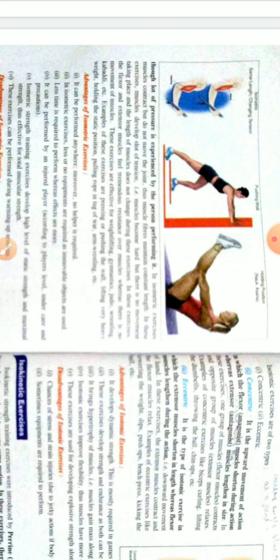It can be performed anywhere. Moreover, no helper is required. Isometric exercise we can perform anywhere, and no helper is required for doing isometric exercise. Second, less equipment. No equipment or less equipment is required, as immovable objects are found anywhere. Therefore, we don't require equipment, or less equipment is used.